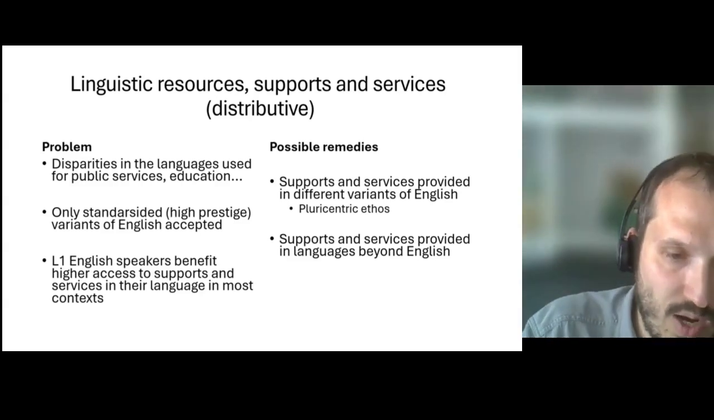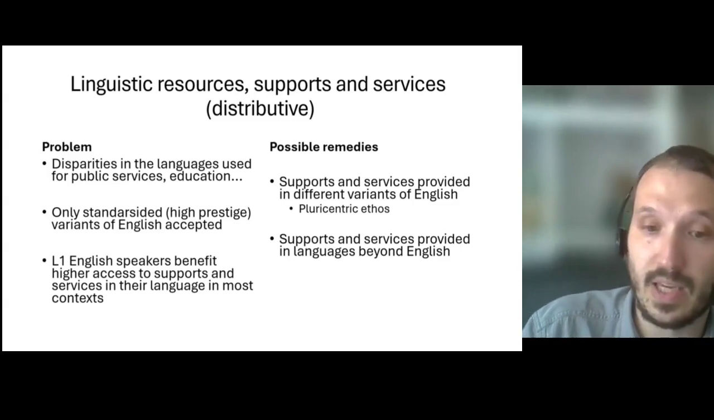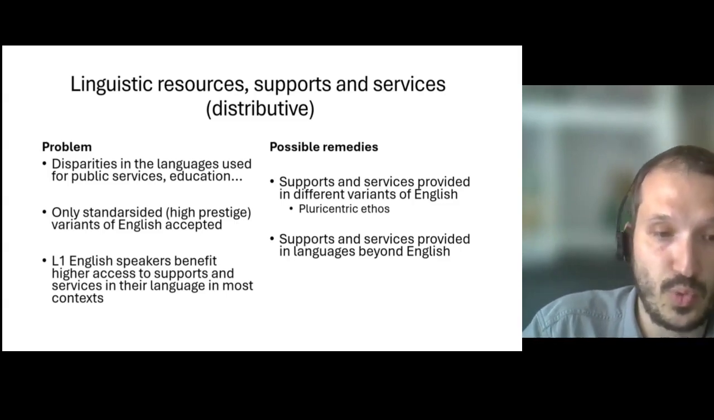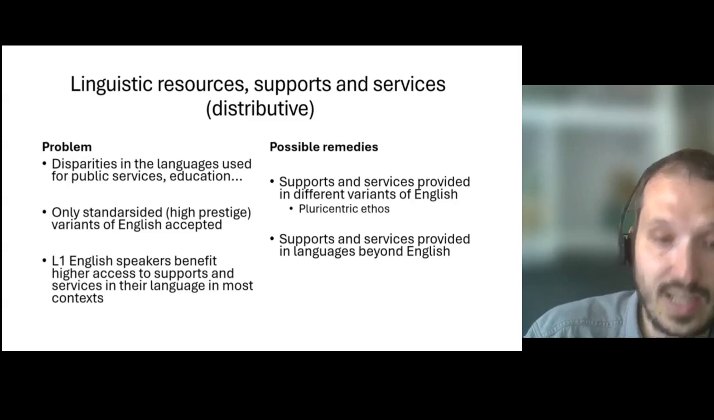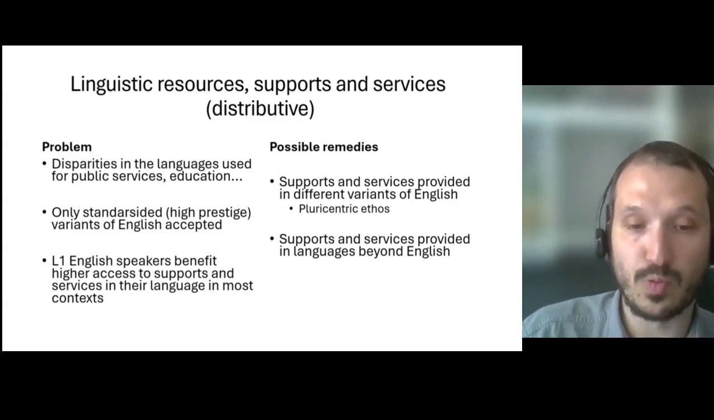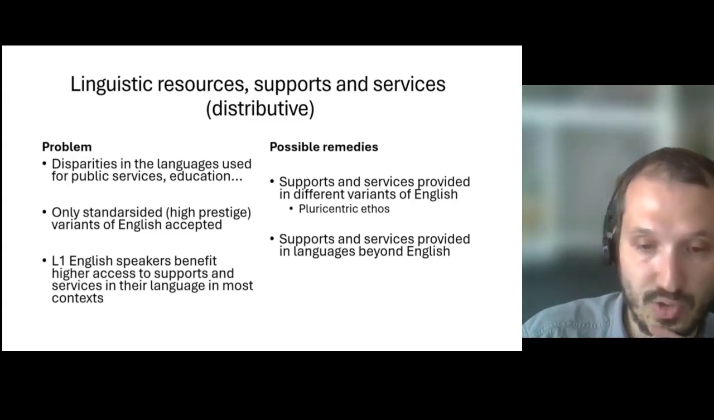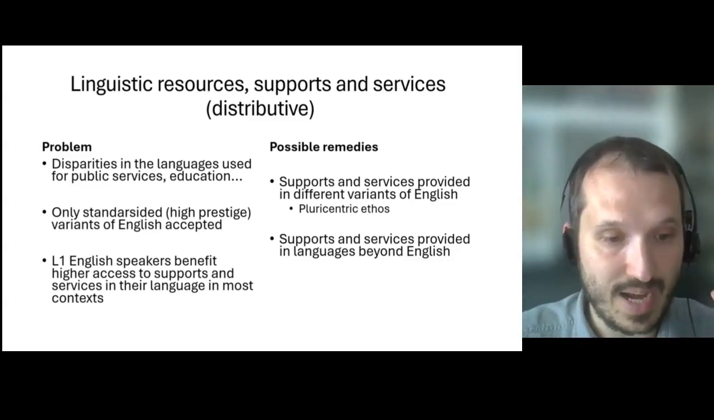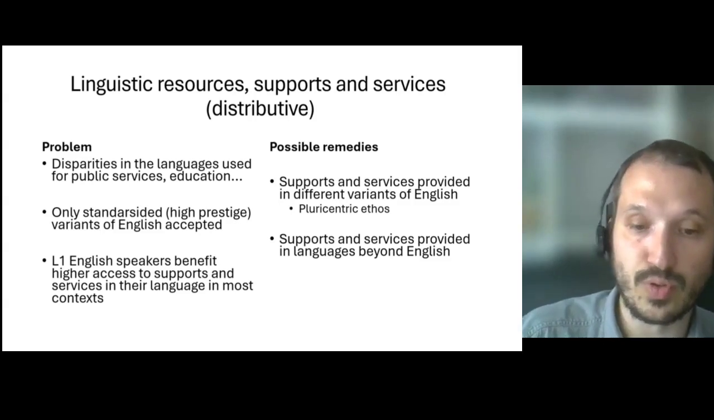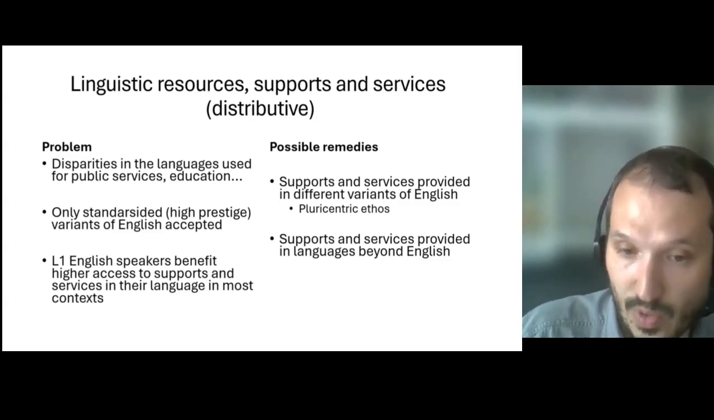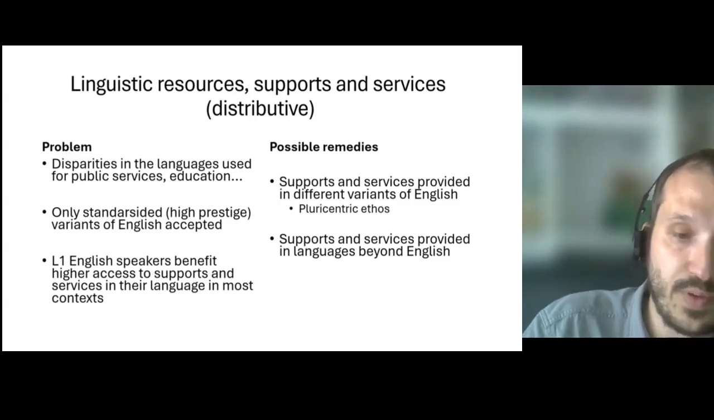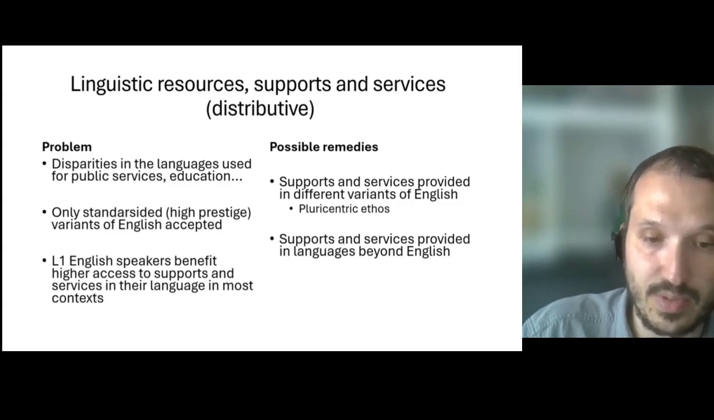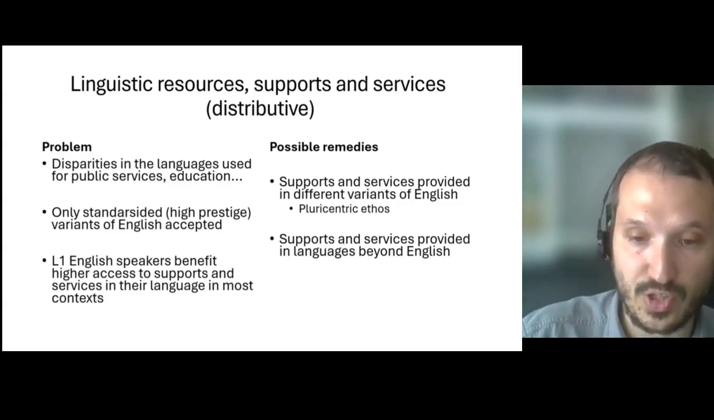Additionally, there are also inequalities within English-speaking communities, especially between native, like L1 English speakers, and those who speak English as an L2, as an additional language. So L1 speakers benefit from accessing services and support in their own language, while L2 speakers often face challenges in navigating services in a second language.